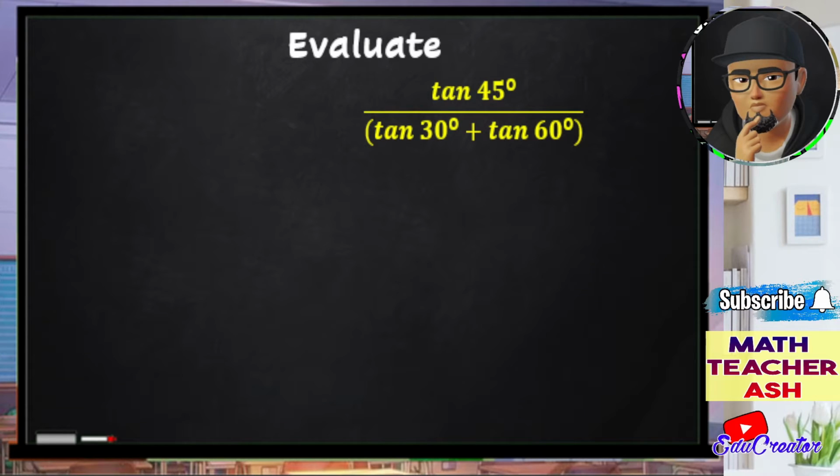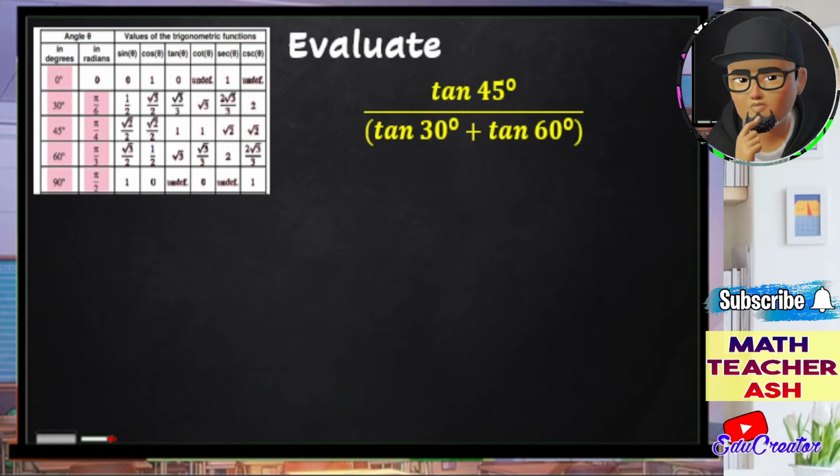Now let us go to another example. Question number 2. Evaluate tan 45 over the quantity tan 30 degrees plus tan 60 degrees. Alright, so now we will again consider our table. As our table goes, we have here the tan column. Okay, so this is the one, the tan column. And this is our tan 45, our 30 degrees, and our 60 degrees. So we will be using this one. I hope that is clear, my dear math learners. By tan 45, we mean that the value of that is basically 1.